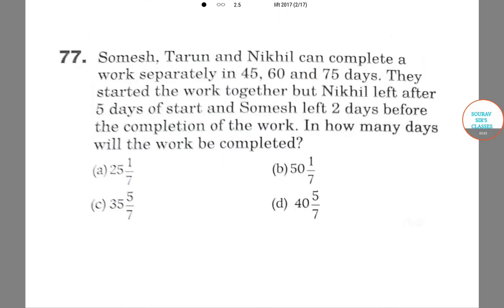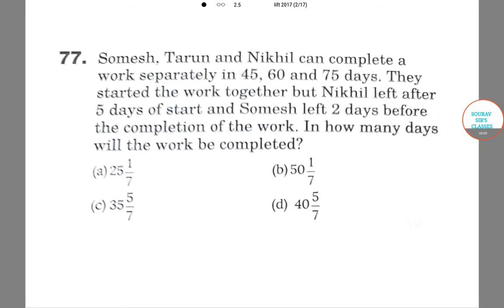The next question is, Somesh, Tarun and Nikhil completed a work separately in 45, 60 and 75 days. So Somesh took 45 days, Tarun 60 and Nikhil 75 days. They started the work together but Nikhil left after 5 days of start and Somesh left 2 days before the completion of the work. In how many days will the work be completed?